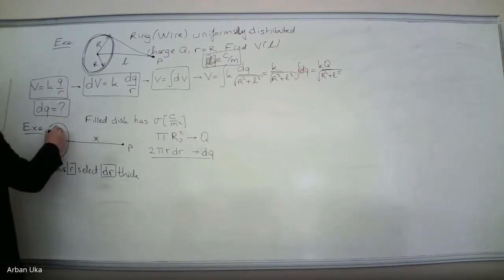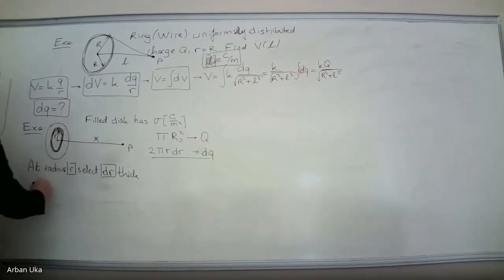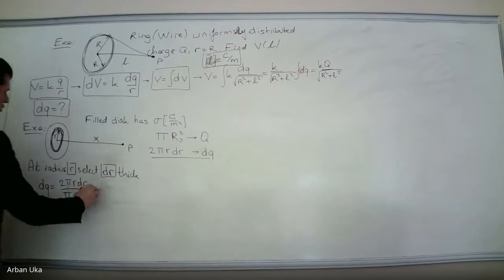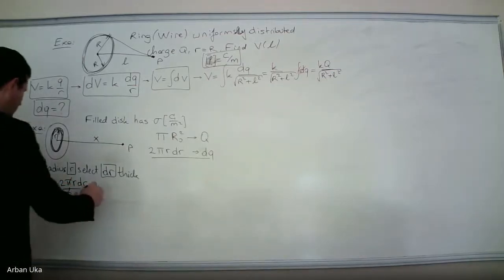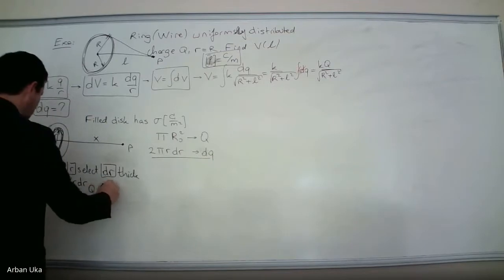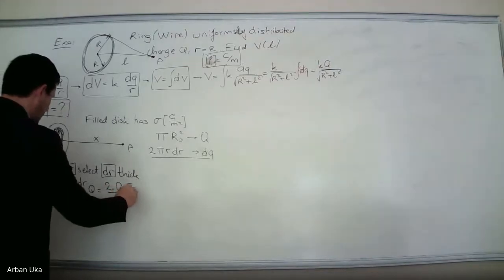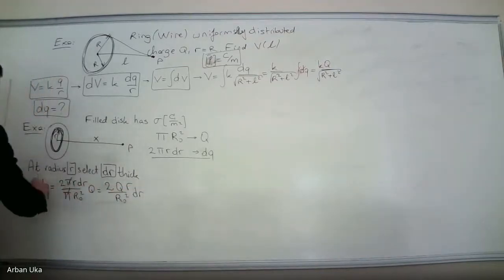And let's draw this is r, and then we can say that dq is equal to 2 pi r dr divided by r0 squared q. Okay, these can cancel out, and then we can write here, this is 2q r over r0 squared dr. So this is the dq.